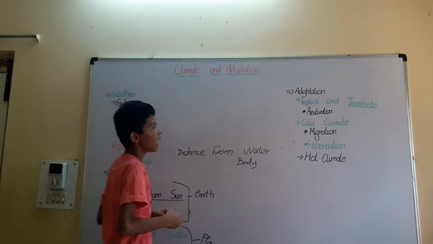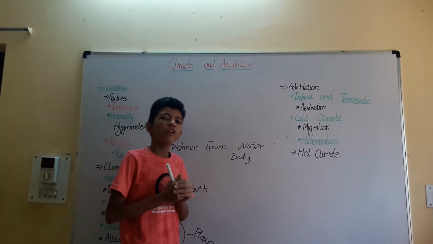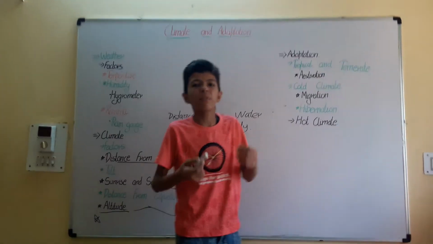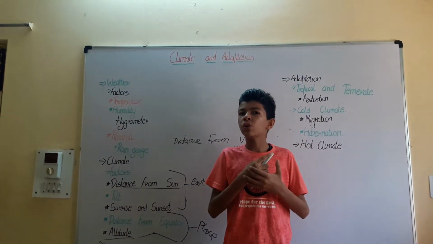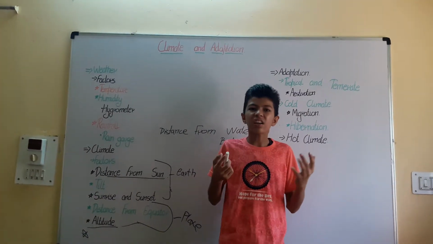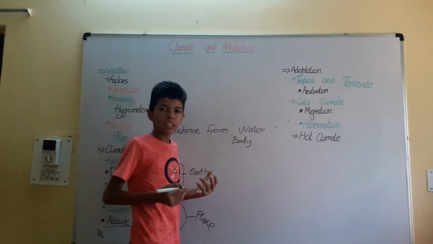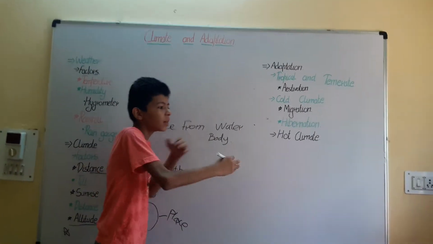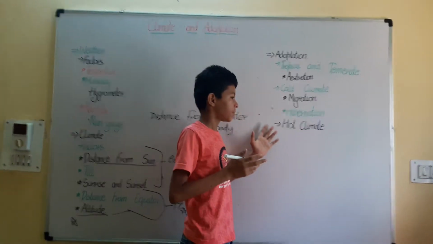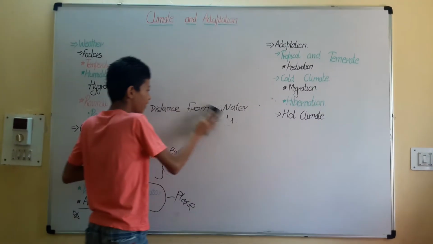Then let's move to adaptation. So when we feel very cold, what do we wear? We wear different types of clothes. Just like in summer we wear cotton clothes, in winter we wear woolen clothes, depending on the region. So animals also have special techniques to adapt to their conditions. Let me give an example.